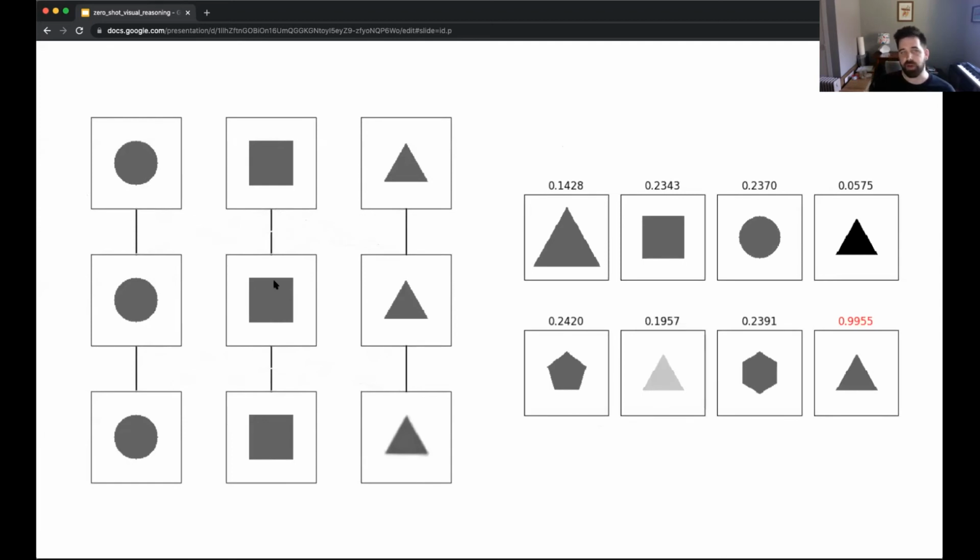And then what you can do is you can take the model's predicted answer, either in vector space or image space, and compare it to a set of answer choices. And you can use that to select from among those choices. And so this is just showing the result of doing that using similarity in vector space. When you do that, the model selects the correct answer with very high confidence.